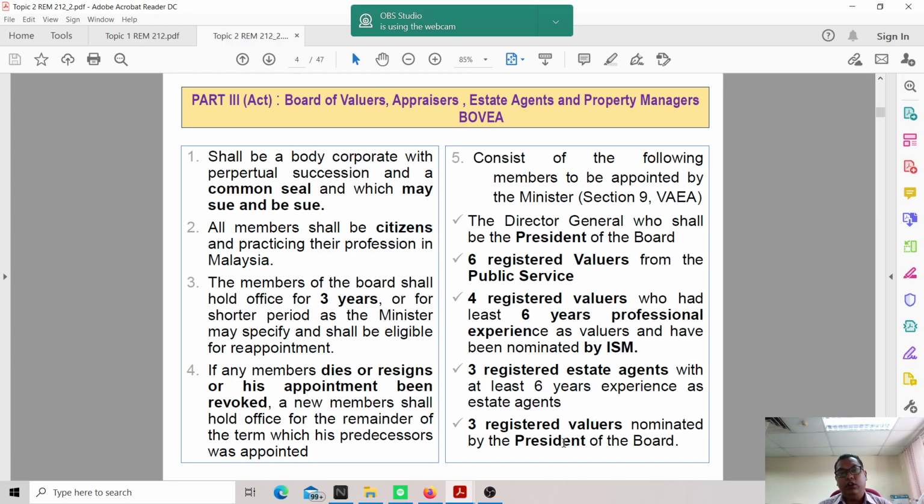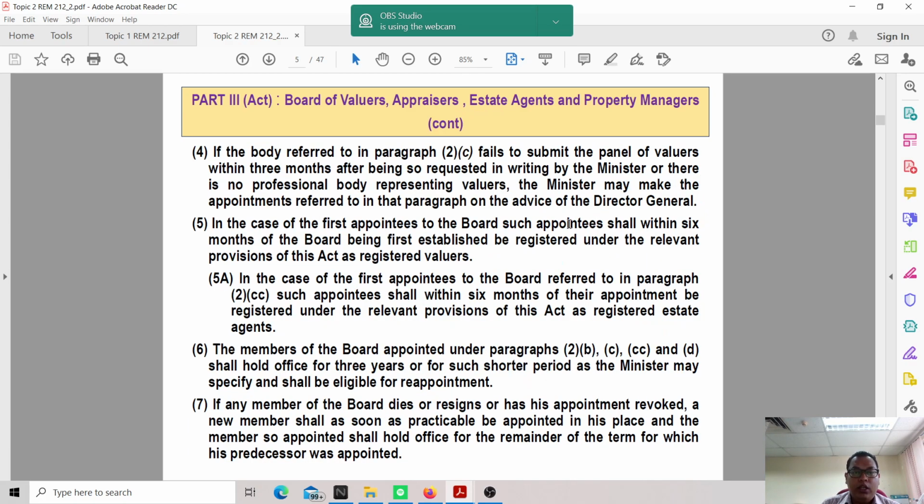So of course, the president of the board, as we know, is the Director General of JPPH. Okay, so this one you can read through some of the subsections or sections: how the appointment can be made, who is the appointee, and everything.